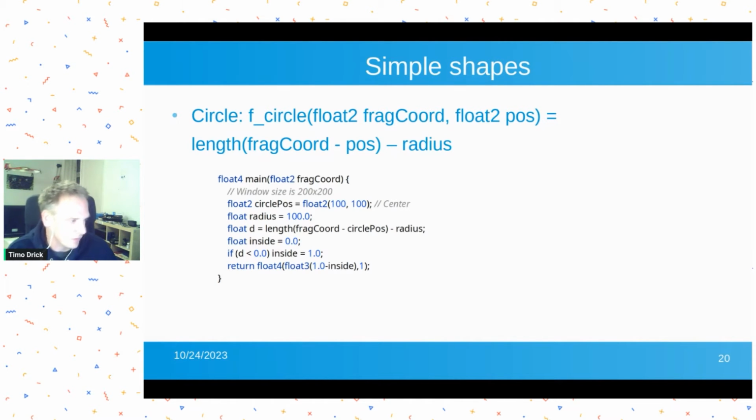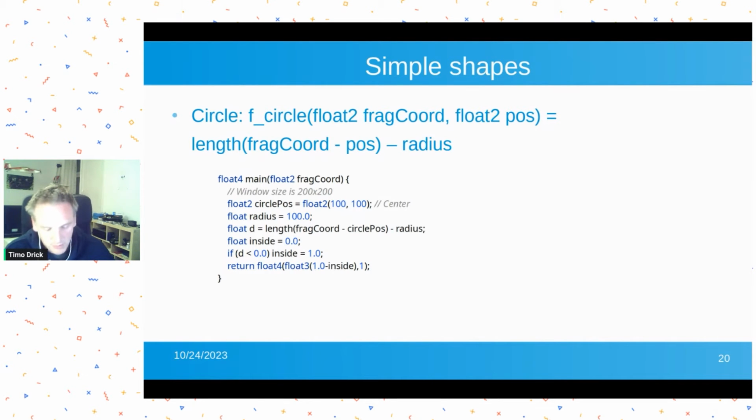Here's the shader code. In this case, I also assume that we have a window of 200 by 200. Then when we want to center our circle, the circle position would be 100, 100, and the radius also 100. And then we can calculate the distance by taking this length function and subtracting the radius. Then we can decide if we are inside of our shape or outside, depending on if the distance is smaller than 0. In this case, we would be inside.